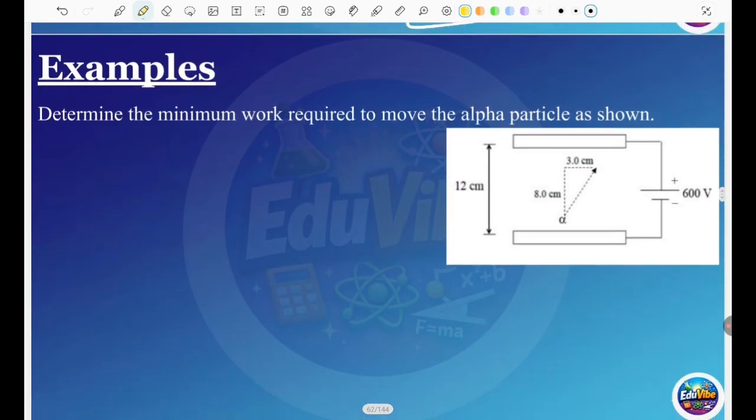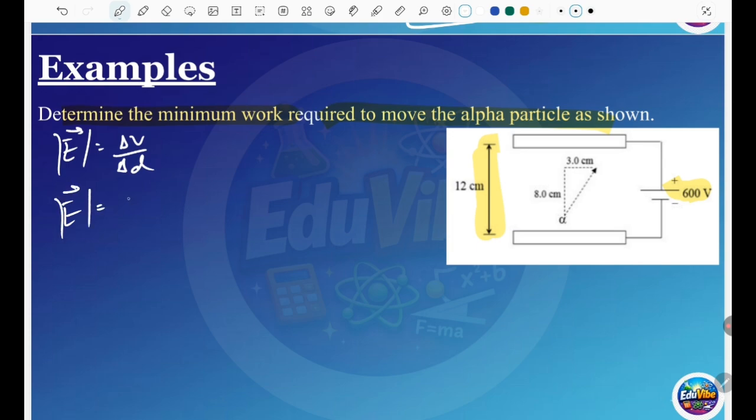So this question is again a very important question. There are different aspects in this. We have to find the minimum work required to move the alpha particle as shown. So we have the diagram. As I told you, first we have to do the outside one. We have the separation distance, this is delta D, and we have this, which is delta V. So from here you can find the electric field.